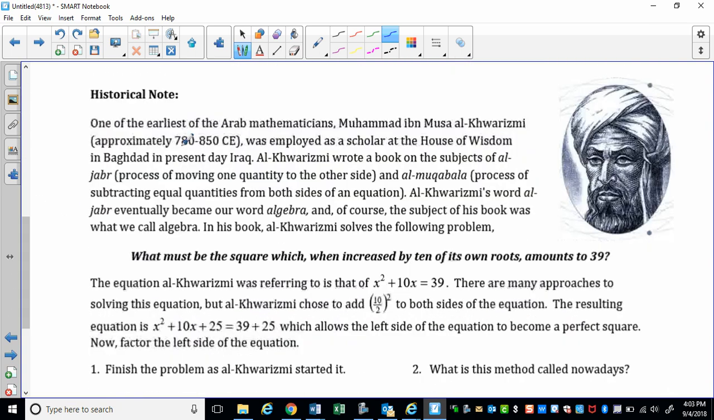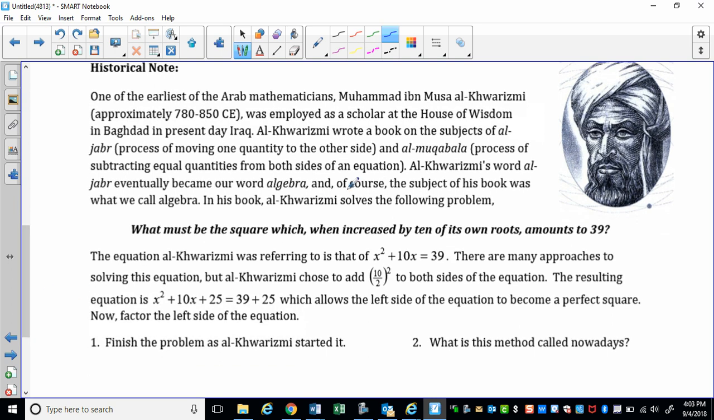This is a historical note. I need you guys to pause the video and actually read this paragraph, this top paragraph. Pause it now, read it. So this is his question. What must be the square which when increased by 10 of its own roots amounts to 39? Amounts means equal to 39. So this is the equation that he is referring to.